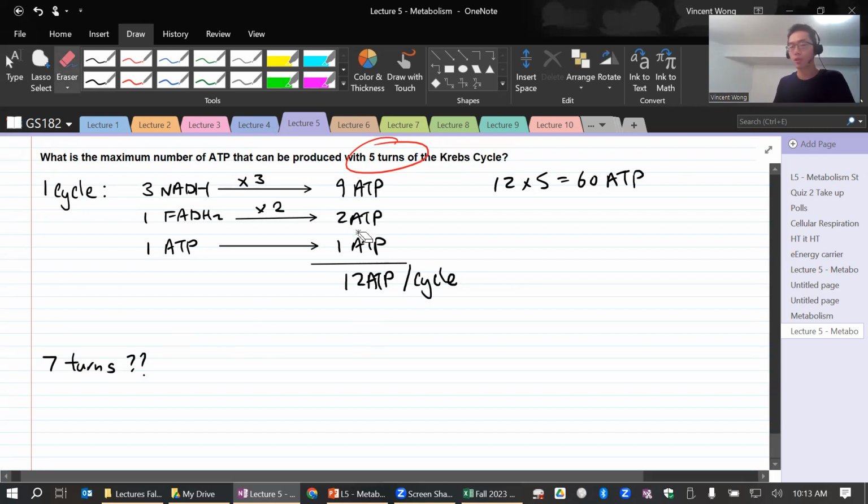The key thing to know is, if you don't remember all these steps, then at least remember one cycle gives you 12 ATP, right? So 7 turns means 7 times 12. Let's keep it consistent: 12 ATP per cycle times 7 cycles. That is 84.